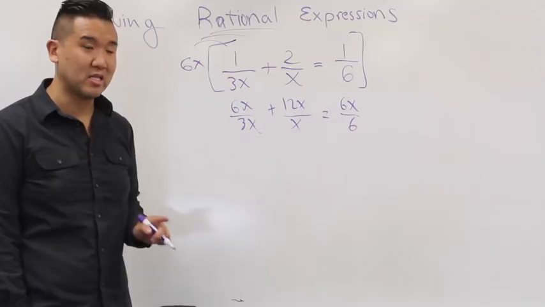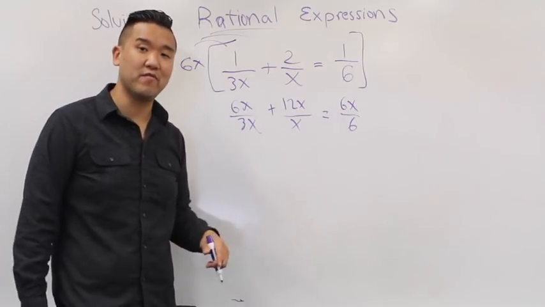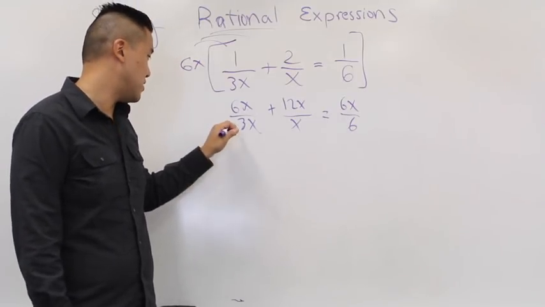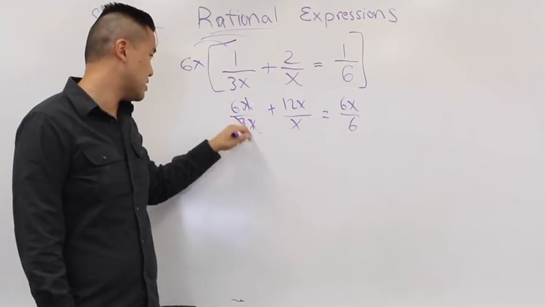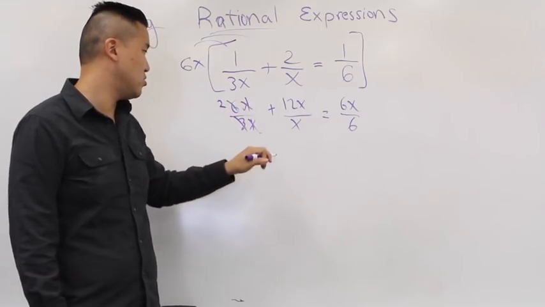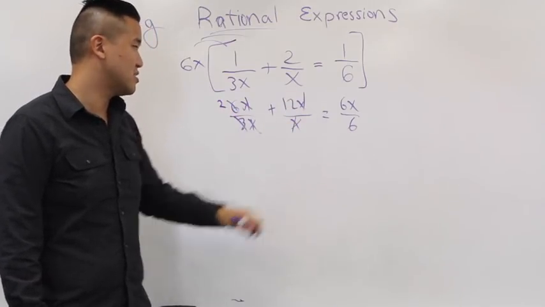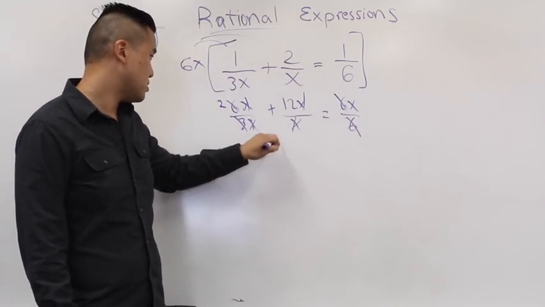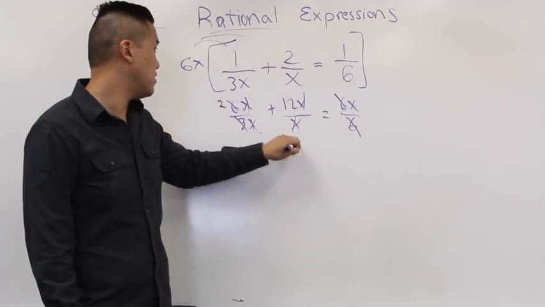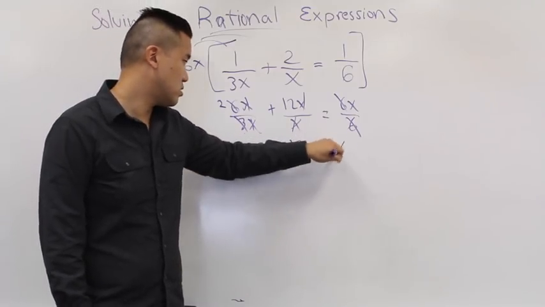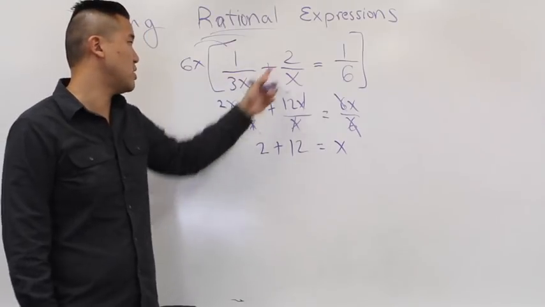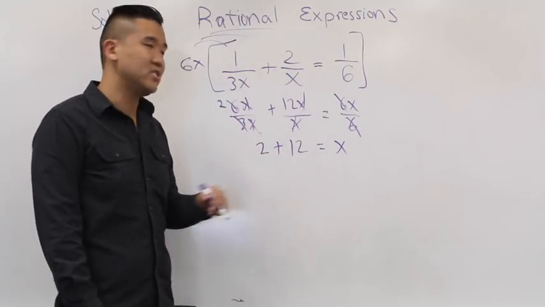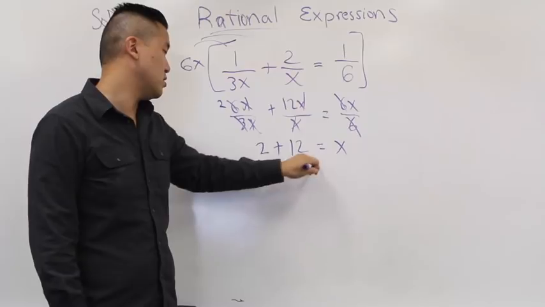If we did this correctly, we should not have a denominator after everything cancels out. So let's try that. So this x cancels with that x, this 6 and 3 becomes 2. This x cancels with that x, this 6 cancels with that 6. So you're left with what? 2 plus 12 equals x. So as you can tell, this problem becomes a lot easier to work with. So you have 14 equals x.